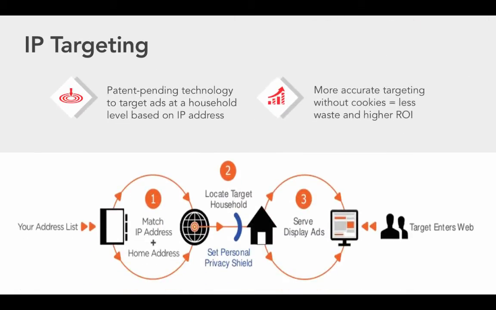So for those of you who aren't familiar with IP targeting, here's how it works. We basically take the list of physical addresses with zip codes, run them through our IP algorithm, and find the IP address associated with that specific mailing address. After we find the IP address, we can then serve a digital banner or video ad to those matched households at their modem, router, or what we call the IP level. This is all done without the use of cookies and is patent pending technology.